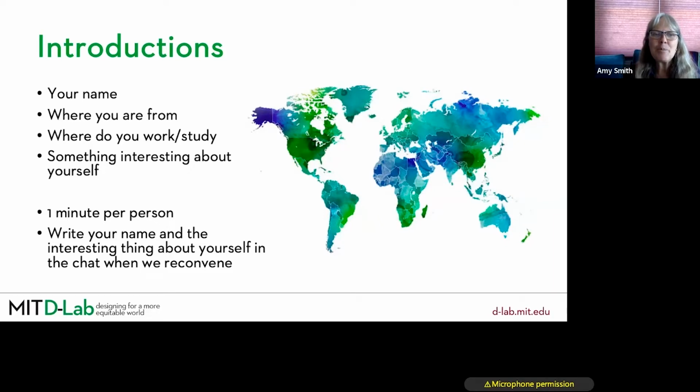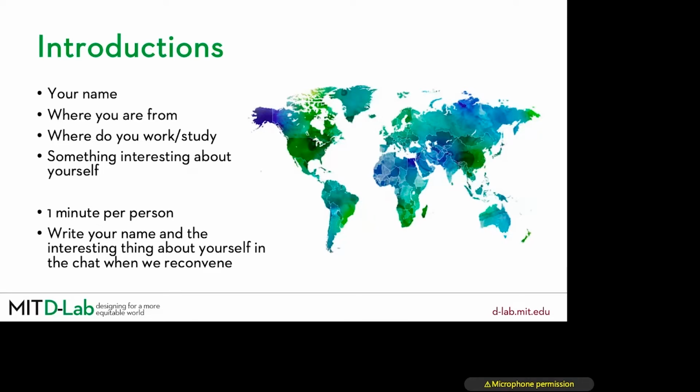In each group, we will have about a minute per person to go through these things, but don't feel you have to use up the minute. And then when we come back together, which will be in about 5 minutes, write your name and the interesting thing about yourself into the chat window so that we can find out the interesting things about all of us. Great. So at this point, if you can remember those questions: your name, where you're from, what you do, where you work or study, and then something interesting about yourself. Great. And so if we could break into the breakout rooms. Yes, of course. Thank you.